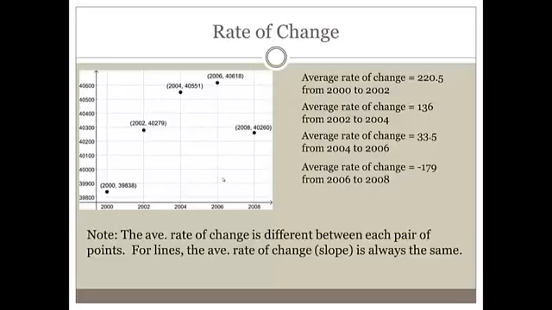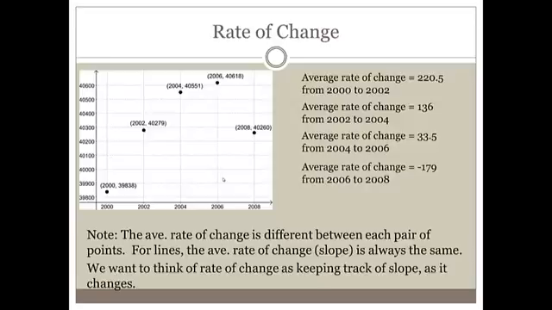It is crucial to note that the average rate of change is different between each pair of points. For lines, the average rate of change, or slope, is always the same. We want to think of rate of change as keeping track of slope, even if it changes.